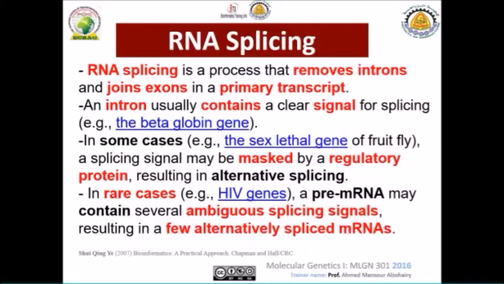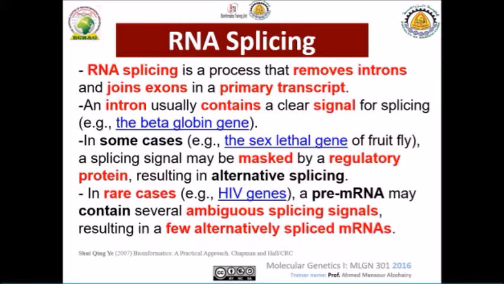So first we have to understand what splicing is. RNA splicing, of course, we know is a process that removes introns and joins exons in the primary transcript. The intron usually contains a clear signal for splicing, and this helps the spliceosome to remove the intron.